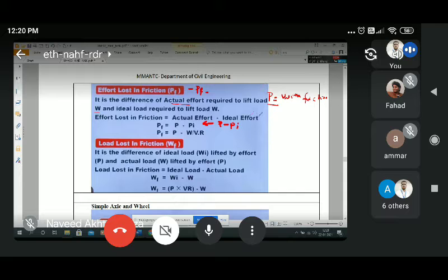And then we can see here, if there is no friction, that is Pi. Pi is the load upon VR, that is the velocity ratio. So how do you find the loss of friction, that is Pf? It is P minus Pi, and Pi is W upon VR, load upon the velocity ratio. Similarly, the load lost in friction is denoted Wf.